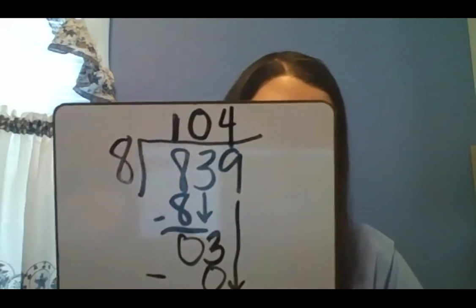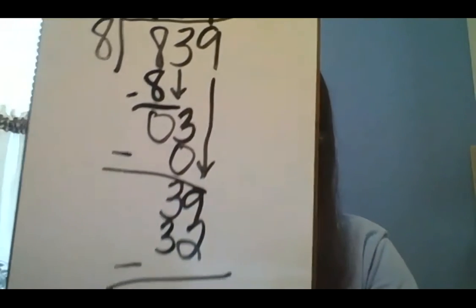So we're going to put that 4, 8 times 4, we're going to put that 4 over our 9 at the top. And 8 times 4 gives us 32. So we have our 32 down there.